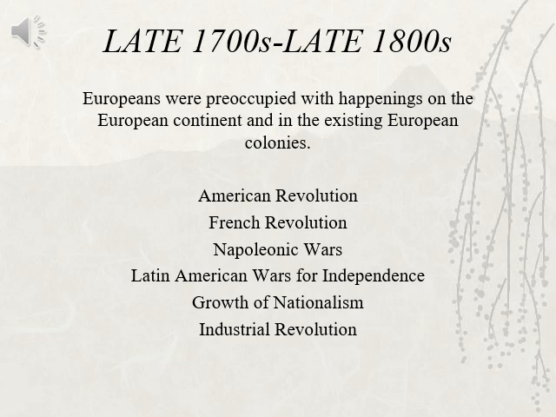Looking back to the late 1700s and through the late 1800s, Europeans were preoccupied with happenings on the European continent and in the existing European colonies. We're talking about the American Revolution and the French Revolution, the Napoleonic Wars, the Latin American Wars for Independence, the growth of nationalism within each European country, and the Industrial Revolution.